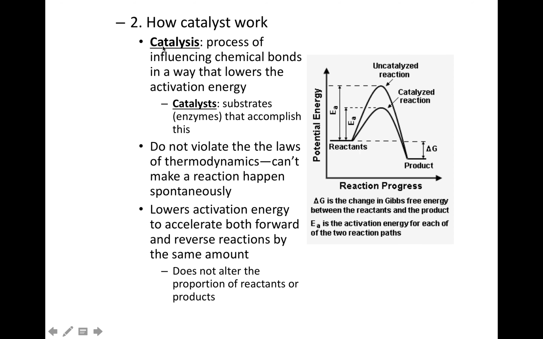So how do enzymes work to lower activation energy? Well, first off, we need a catalyst. So catalysts are enzymes, okay, that can influence chemical bonds. They influence chemical bonds by lowering net activation energy. Cool thing about catalysts is that they don't violate the laws of thermodynamics. They don't make reactions happen spontaneously. All they're doing is just lowering the activation energy. They're making molecules come in contact more frequently versus not coming in contact with each other.